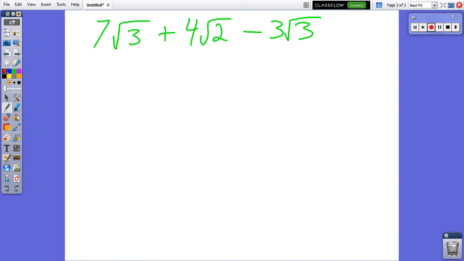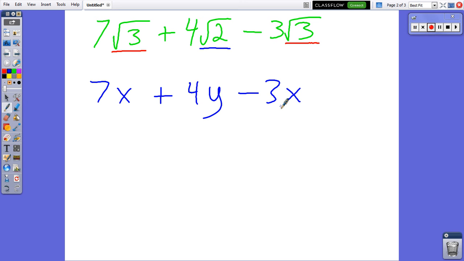So in this case, you'll see we have one with a square root of 3. Here's another with a square root of 3. But this one in the middle has a square root of 2 on it. So think of this like it were 7x plus 4y, something different, than 3x, so the same thing. So here we have x and x there. Those are like terms, so we can combine those together. But the y is different, so we can't do anything with that.